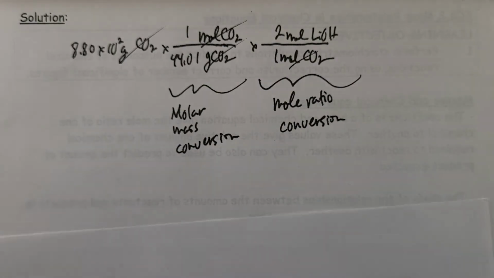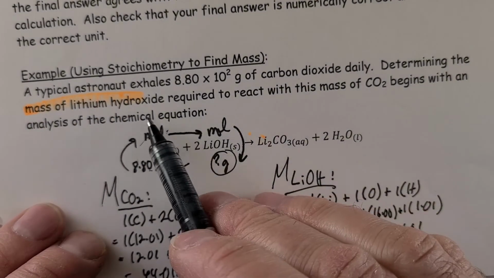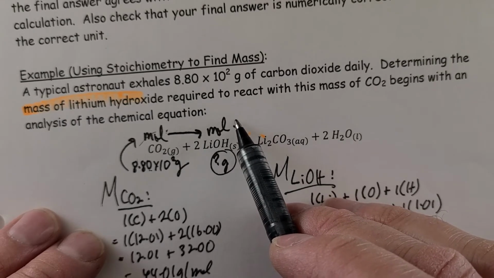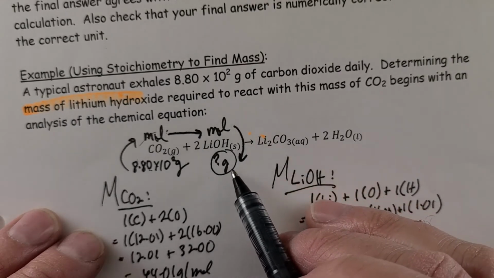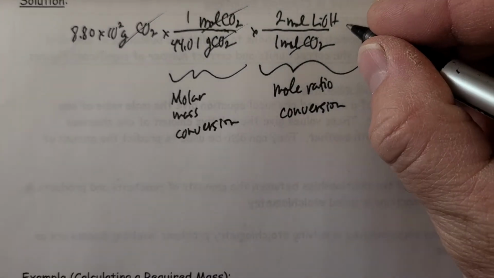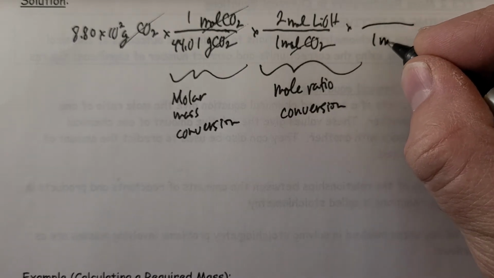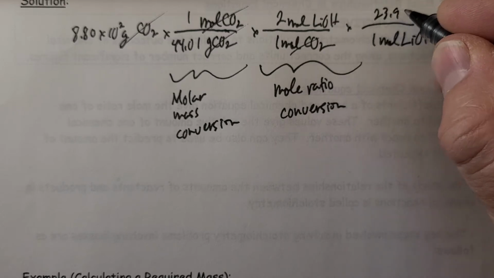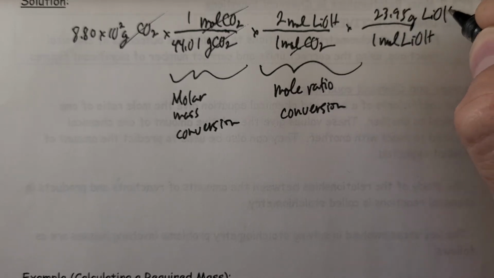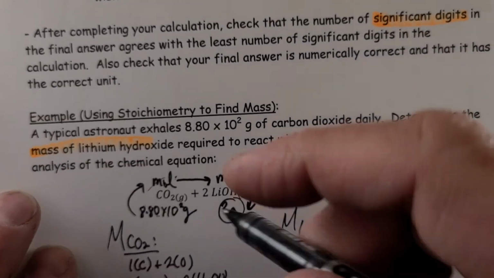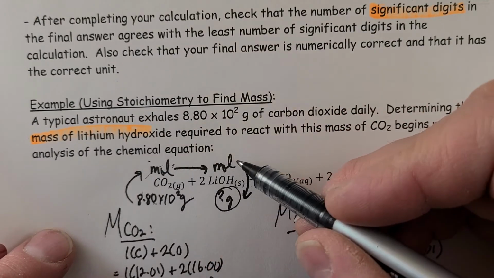Moles of carbon dioxide cancel. If I was to stop the question, I would now be right here. So I know how many moles of lithium hydroxide I have now. So now I need to change that into grams by using the molar mass of 23.95. So 1 mole of lithium hydroxide is 23.95 grams of lithium hydroxide. So I've gone through my 3 steps: moles of carbon dioxide, moles of lithium hydroxide, grams of lithium hydroxide.